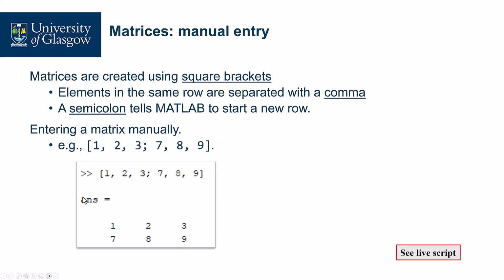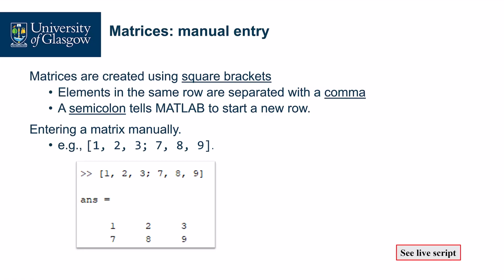So here we can see this is ans. So what is ans? ans is the last output, but I did not assign it to a certain variable, so MATLAB uses the variable ans here. Normally in the real world, for any matrix we define, we will assign it to a certain variable. So for example, A equals this matrix.